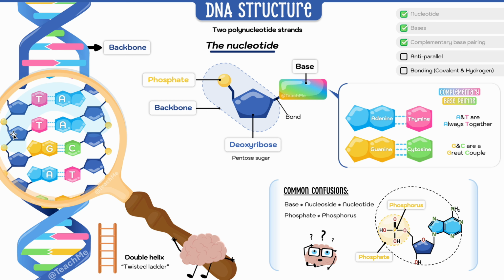Now, if you paid even closer attention to this image here, you may have noticed something very interesting. The nucleotides in this left polynucleotide strand have a different orientation than the nucleotides in the other polynucleotide strand. What do I mean by this? Let me show you. Look, these on the left are facing up, and these on the right are facing down. They have the opposite orientation. Now, what does this mean? This means we can say that DNA is anti-parallel. These strands are running parallel to each other, but in opposite directions.